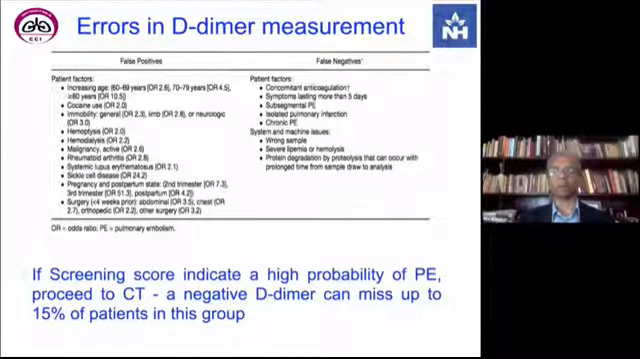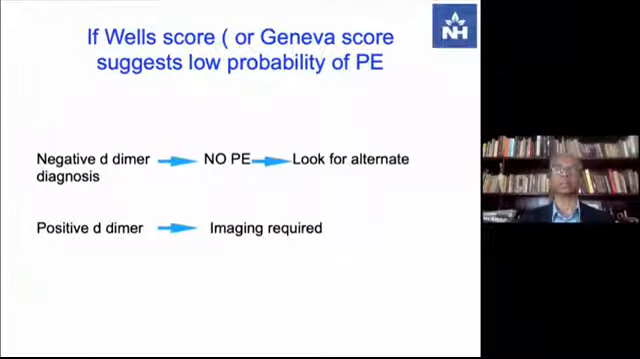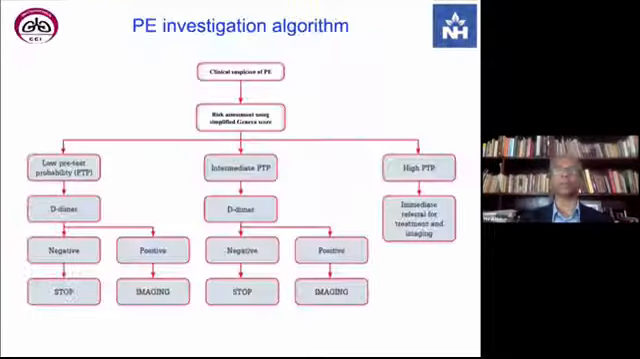So if your initial screening score, that is the Wells, modified Wells, Geneva or simplified Geneva, indicates a high probability of PE, you don't even need to waste your time waiting for a D dimer. Proceed straight to CT scan. A negative D dimer can miss up to 15% of patients in this group. However, if you have an intermediate or a low possibility of PE on the screening score, then do a D dimer next. So negative D dimer, no PE, look for an alternative diagnosis. A positive D dimer, please go on to do an imaging.